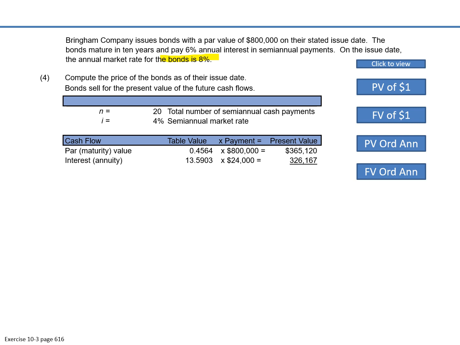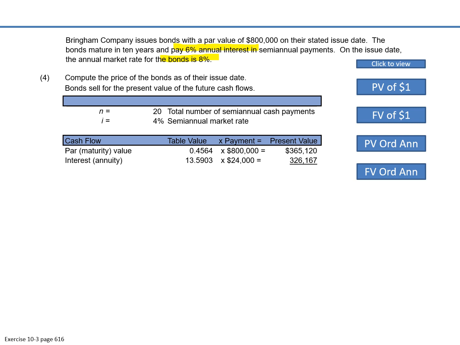$800,000 times the 0.03% is 24,000. So the stream of interest payments is going to be at the contract rate. The contract rate is 6% on an annual basis, so 50% of 6 is 3%. So 3% times 800,000 par value is your 24,000 interest payment.